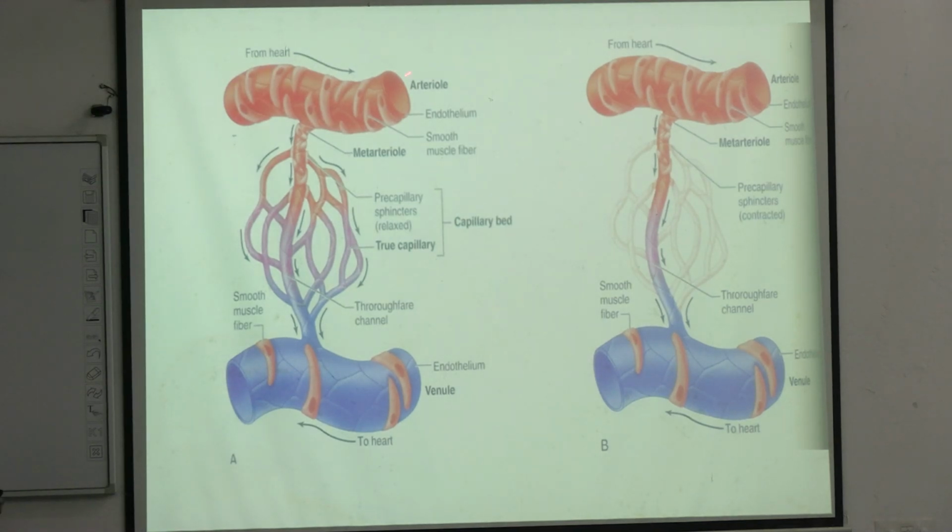Now see, from the heart, this is the arteriole, this is the metaarteriole, along with the smooth muscle fibers and endothelium. Now you can see the capillary network, precapillary sphincters are here, and the capillary bed. True capillary is here and thoroughfare channels, it's like a mesh.